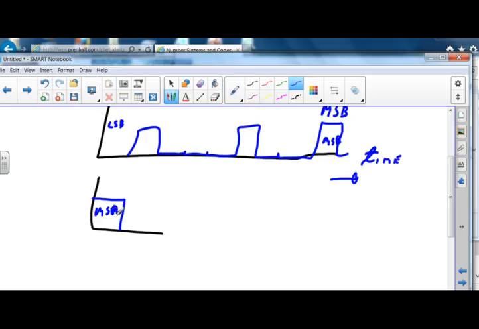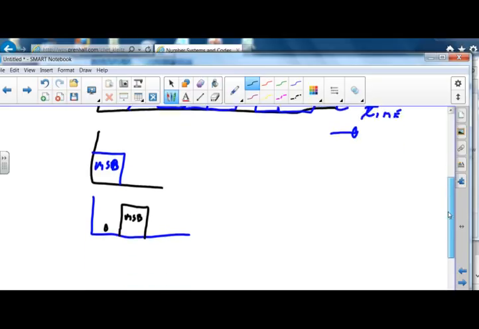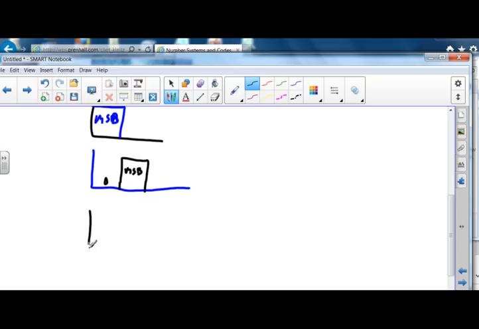If I can spell most significant bit. And then a little while later, we had a zero being sent, and the most significant bit has moved down. And if I go back, I use more time, and I have a zero being sent, a zero being sent, and the most significant bit is moving down the line.